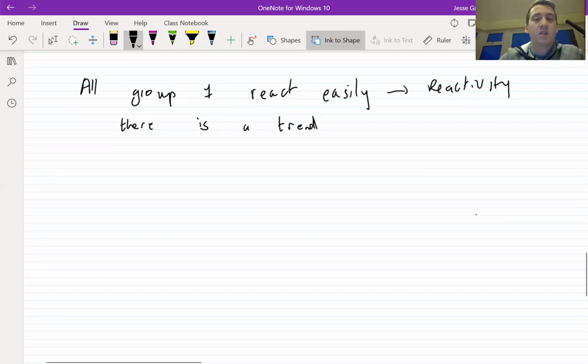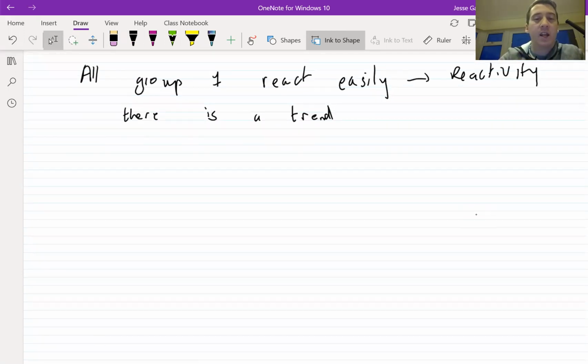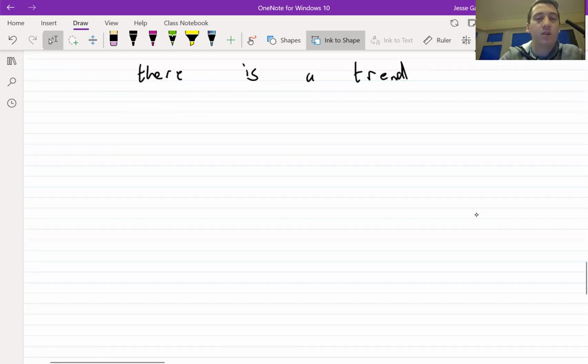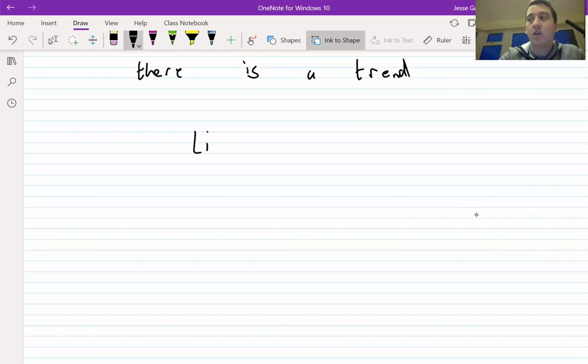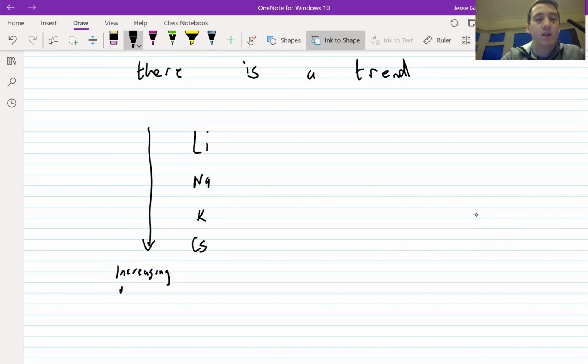Let's look at, as we usually do, when we descend the group or when we move down the group. We're going to start with lithium, Li, under Li is sodium, Na. Under sodium is potassium, K. And under potassium is cesium, etc. The pattern is that as we move down the group, these elements become more and more reactive. So we say they have an increasing reactivity.